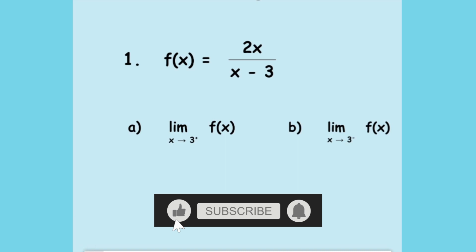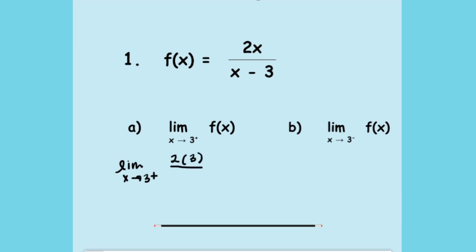So we have the limit as x approaches 3 from the positive direction, and we're just going to plug in 3 into 2x all over x minus 3. So that will be 2 times 3 all over 3 minus 3. 2 times 3 is 6, and 3 minus 3 is 0. So as you see, we get an undefined value.